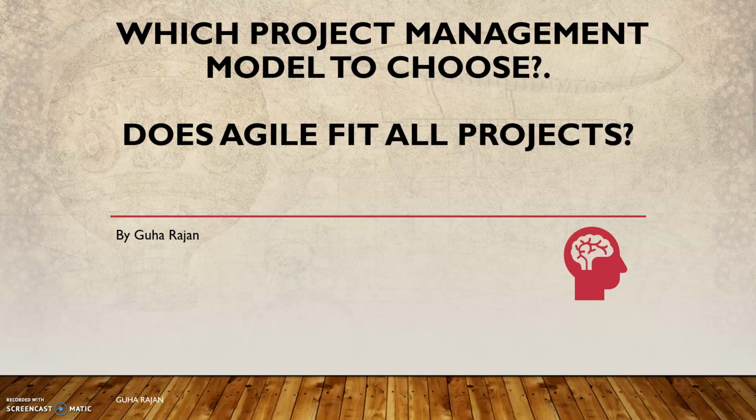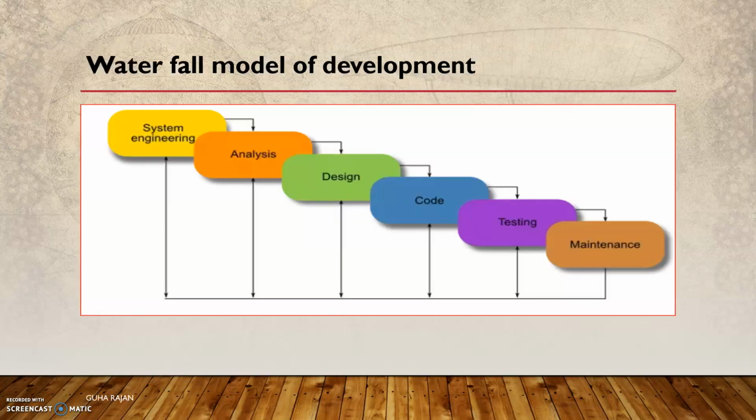So if you look at it, the traditional model of any software development, even the construction industry as such, is a kind of waterfall model. Say, for example, even in the construction of a building, you have a basement, and then from the basement everything is built up. Similarly, in software development, the same process is followed. That is just like a waterfall model. It goes through system engineering, analysis, design, coding, testing and maintenance.